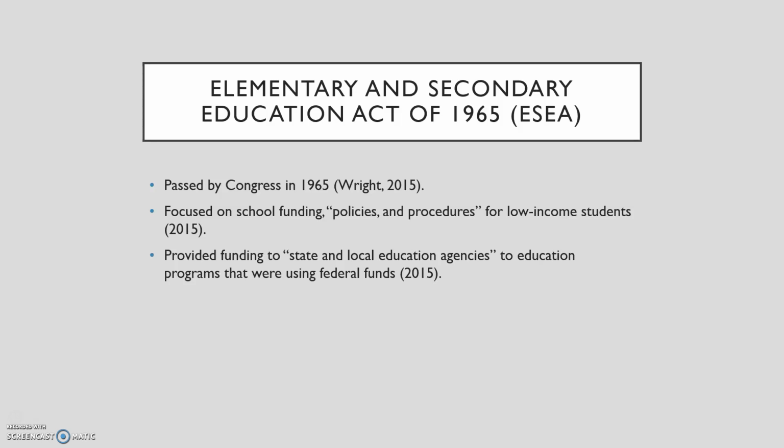The ESEA focused on school funding, policies, and procedures for low-income students, and it provided funding to state and local education agencies for education programs that were using federal funds. With the Civil Rights Act of 1964 and the ESEA in mind and working together, the two eventually allowed English language learners to have funded programs and an opportunity to succeed.